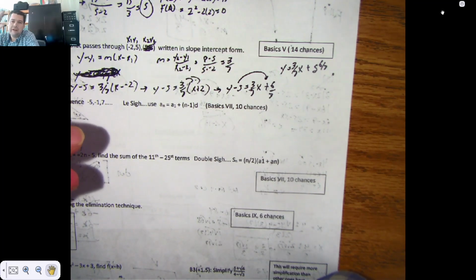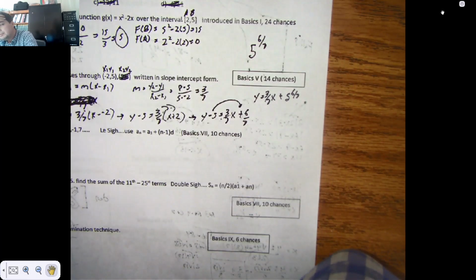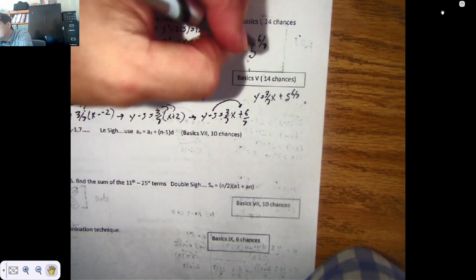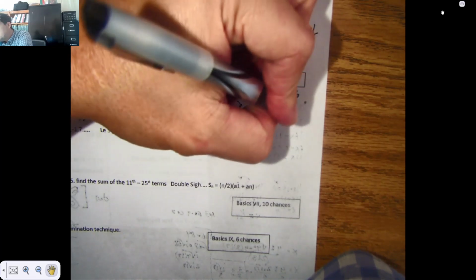go back to 4th or 5th grade, whichever grade it's taught, and I want you to think about how they taught you to convert mixed numbers into improper fractions. I hope you understand that 6/7 plus 5 is 5 and 6/7. They taught you this C method. You did 5 times 7 plus 6, which is 41, sitting over the base, or the whole number, of 5. So y is 3/7 x plus 41/5.